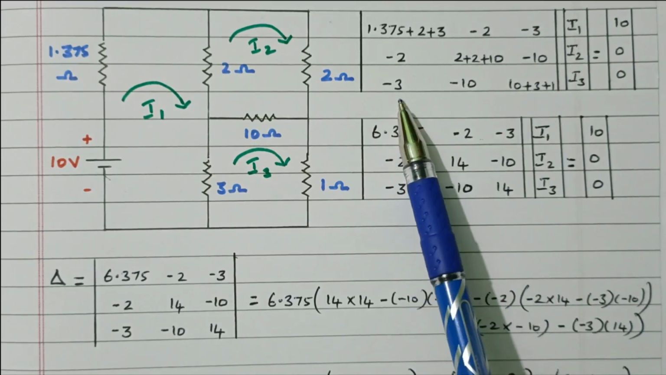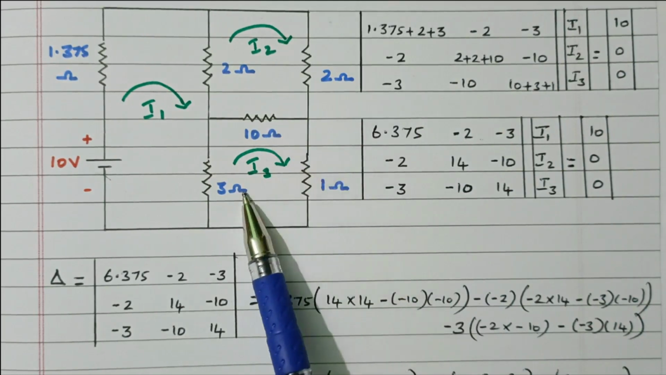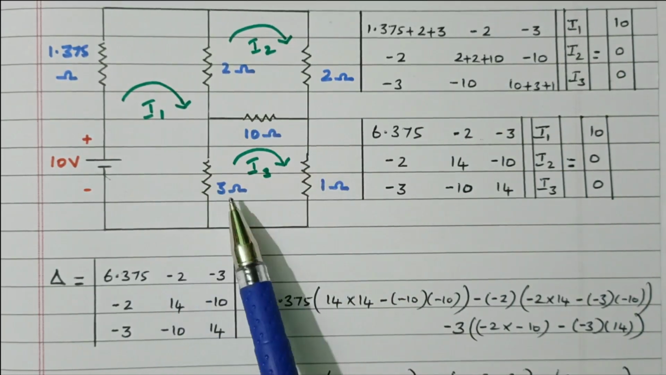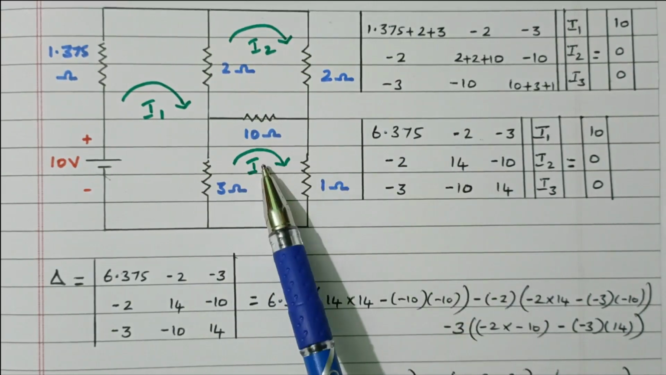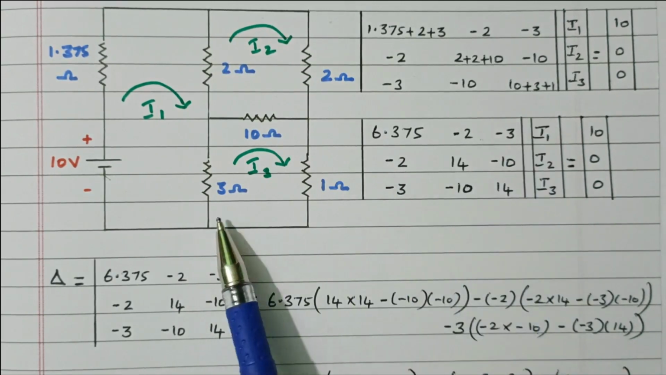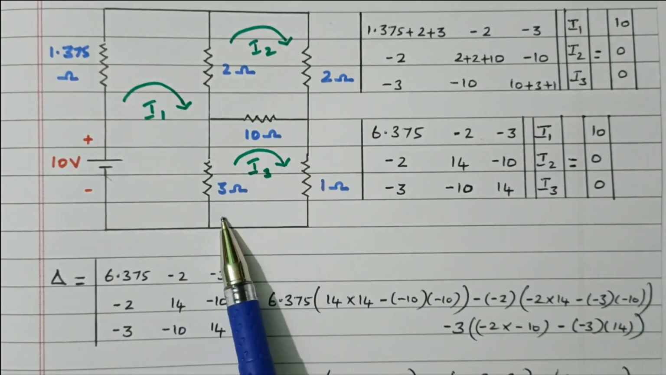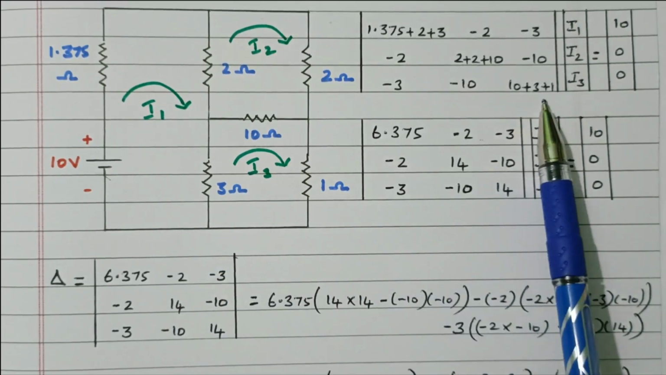Right? Okay. Then we'll go to this R31, the common resistor between the third loop and the first loop. This is the third loop, this is the first loop, 3 ohm. Then R32, the common resistor between the third loop and the second loop. This is 10 ohm. Then R33, the total resistor available in the third loop: 10 plus 3 plus 1.